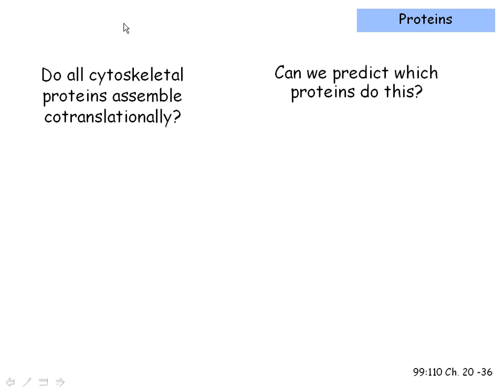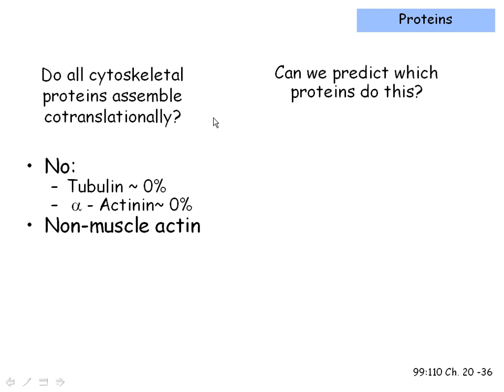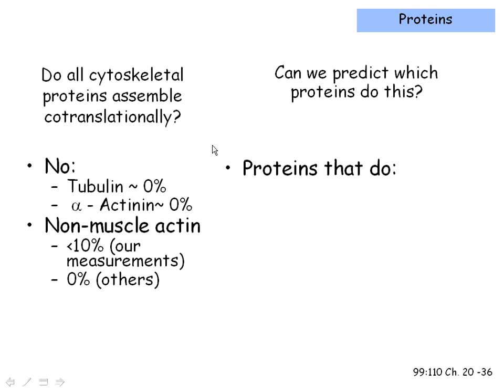Well, is the whole cytoskeleton made that way? No. We looked at some proteins like tubulin, which was clearly post-translational. Alpha-actinin was post-translational. Non-muscle actin was less than 10%. If it's any at all, it's smaller than we could detect. Other proteins that can, we mentioned already vimentin.